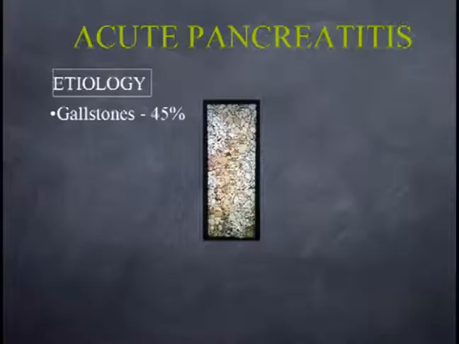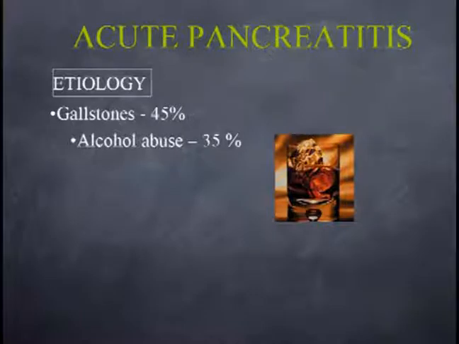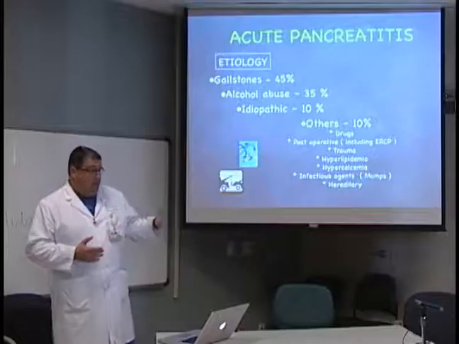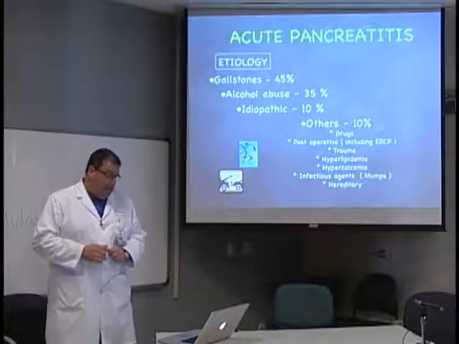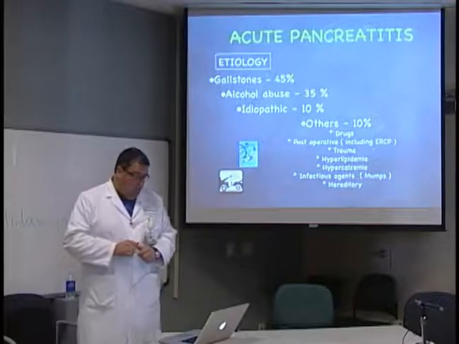There are a number of different causes of severe pancreatitis. Gallstone is the most common, 45%. Alcohol, about 35%. Idiopathic, 10%, and other causes, 10%. And could be drugs, postoperative pancreatitis, including ERCP. Trauma is post-traumatic pancreatitis, hyperlipidemia, hypercalcemia, infectious agents, mumps, or other causes.